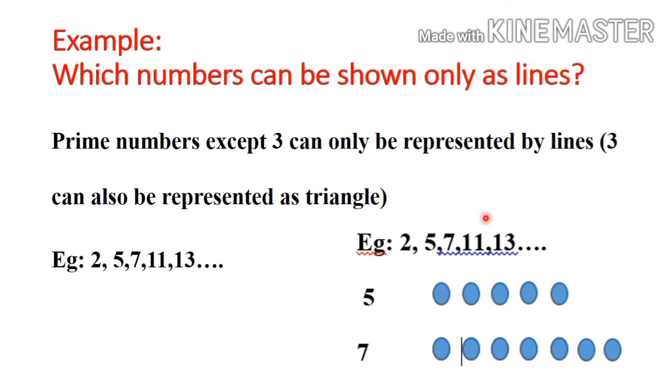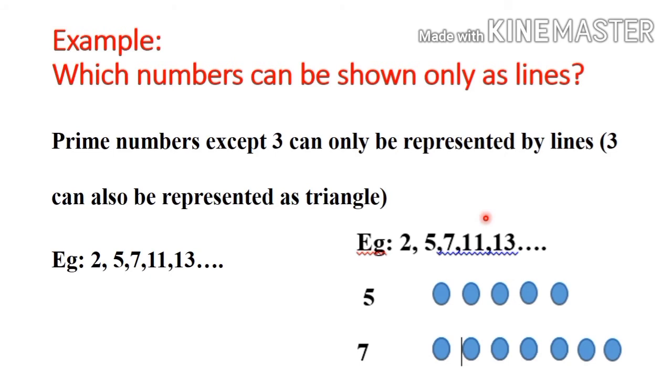This is an easy method to remember. If I give you one number in the exam and ask you to represent it by an elementary shape, you can easily find out, right? If it is a perfect square, you represent it by using a square. If it is not a perfect square, you go for a rectangle shape. If it is a prime number, you go for lines.